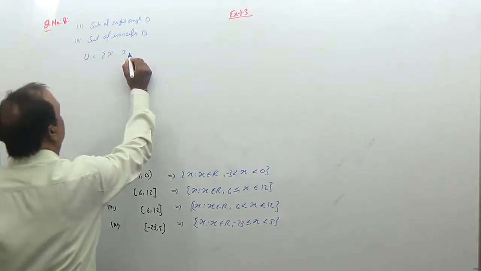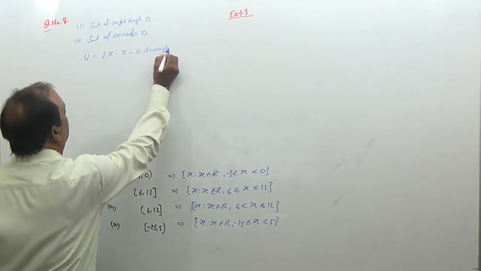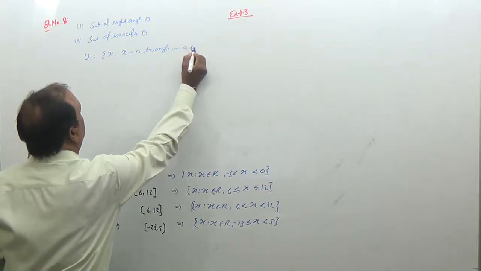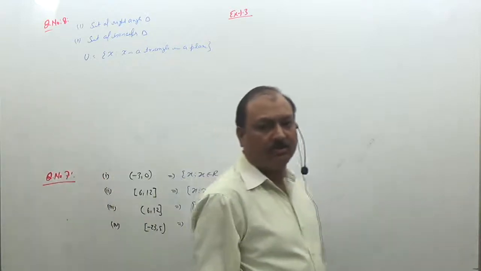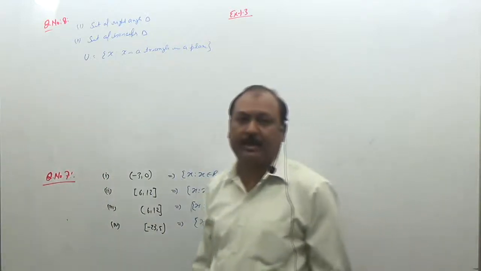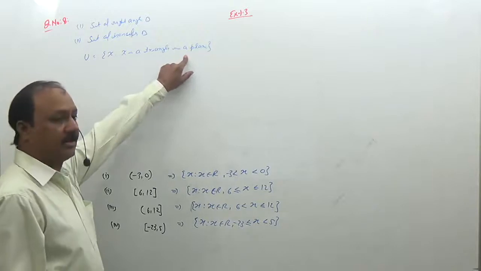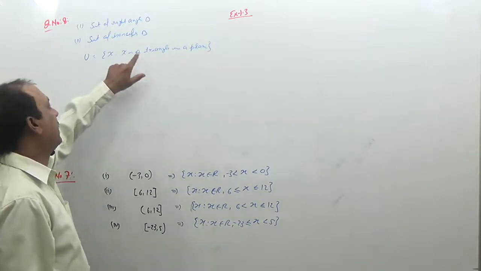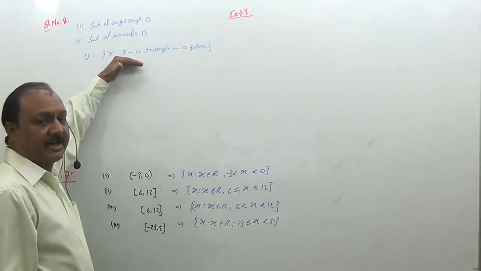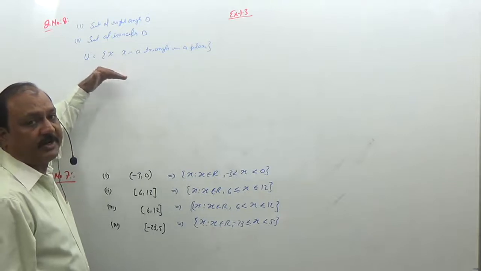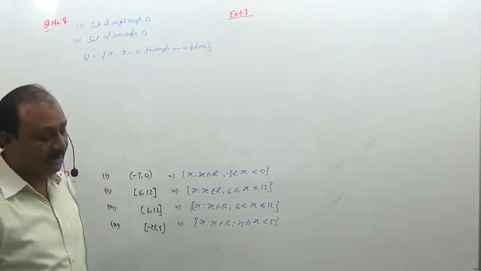x such that x is a triangle in a plane. So this one is a triangle in a plane. It means this set contains all types of triangles. This set contains all right angle triangles, isosceles triangles, obtuse angle triangles, acute angle triangles. Every kind of triangle is inside it. So this is the universal set of this particular criteria in case of triangles. So the universal set is the set of triangles in a plane.